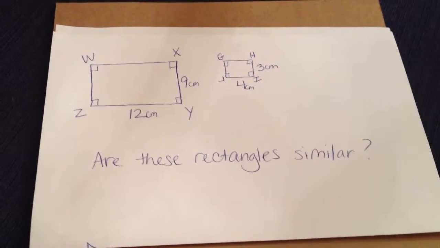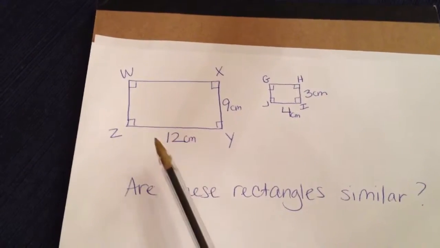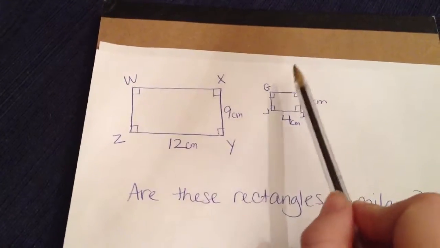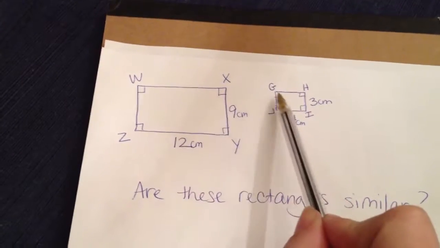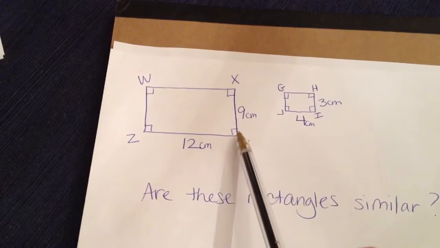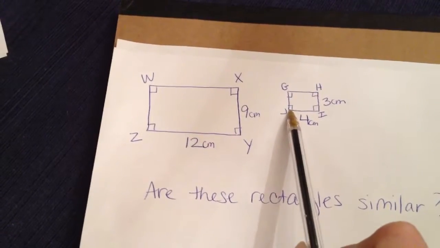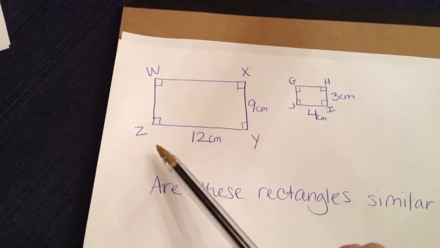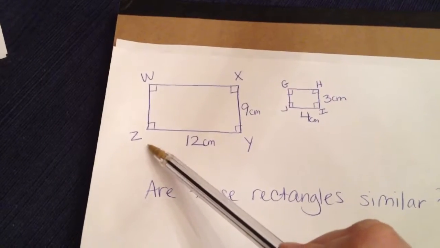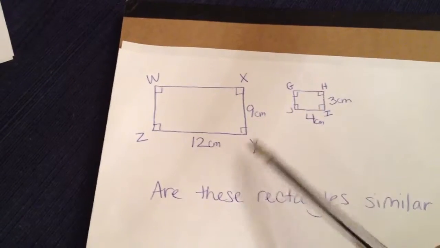So when we talk about corresponding angles, we're talking about, if we're looking at the two shapes, in this case two rectangles, this angle would correspond with this angle. So angle W corresponds with angle G. Angle X corresponds with angle H. Angle Y corresponds with angle I. And angle Z corresponds with angle J. They're in the same position of that shape. And if you notice, because it's a rectangle, all four of these are right angles. So each corresponding angle is equal.